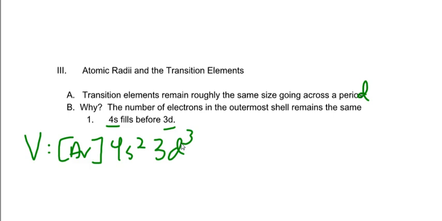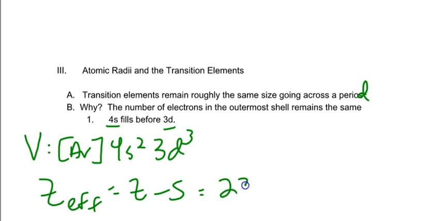Okay, so how many electrons? Let's do this. Z effective is equal to Z minus S. Well, I believe 23 is the atomic number of vanadium, minus, how many inner electrons do we have? Well, argon has 18, doesn't it? If argon has 18 and 3 more, that's 21 inner electrons. And what does that equal? That equals 2. So the effective nuclear charge of your transition elements is essentially 2.